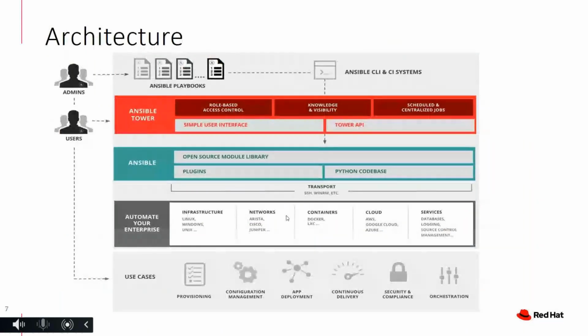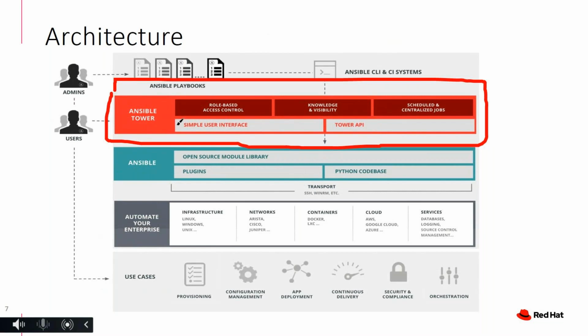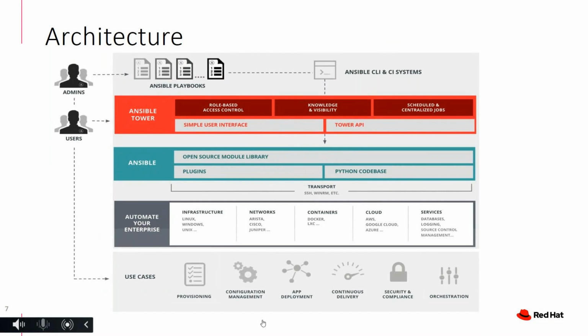This is the architecture. Ansible Tower architecture. If you focus here, this detail is related to Ansible Tower. We already work with Ansible playbooks with the help of commands and scripting. So this part we already did: Ansible playbooks, Ansible CLI or CI system, command line interface. This time we are going for Ansible Tower, which is easy for users, a simple user interface, and we can manage role-based access control, knowledge and visibility, scheduled centralized jobs, and Tower API, application programming interface.